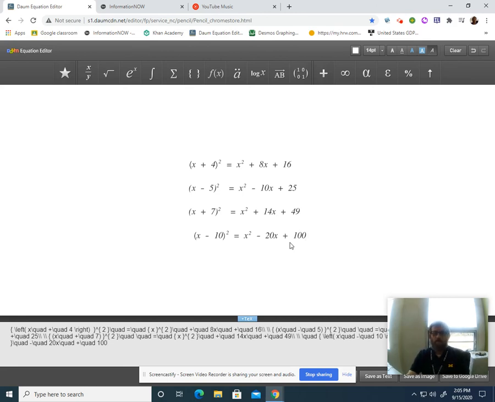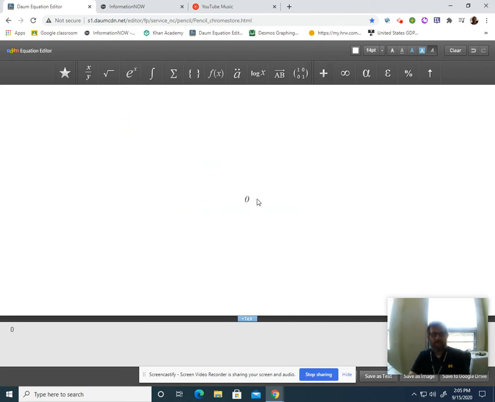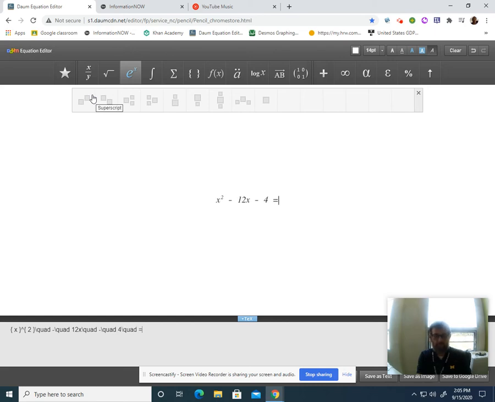Now you may wonder, how are we going to use this to solve a quadratic? Well, let's give an example. Let's say we have x squared minus 12x minus 4 equals 0. I want to solve it. Well, clearly it doesn't factor. The 4 only has 1 and 4, which don't add to 12 in any way, or 2 and 2, which also can't get me 12. So this is not factorable.